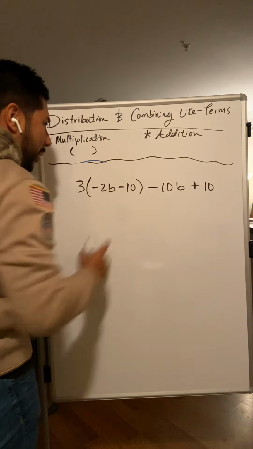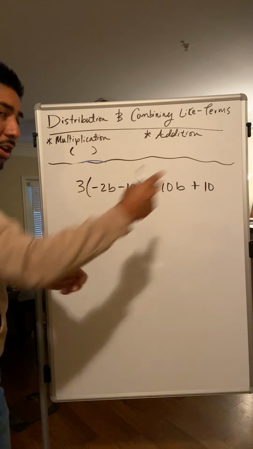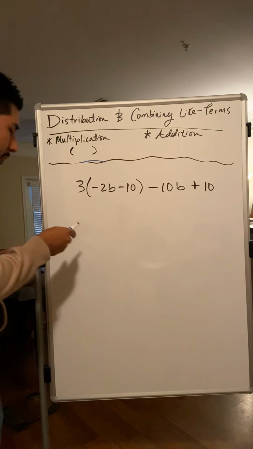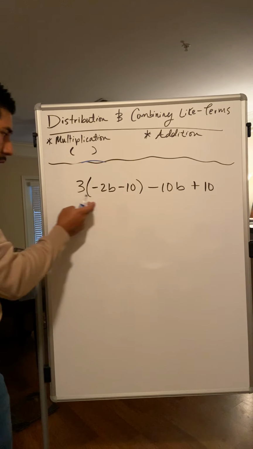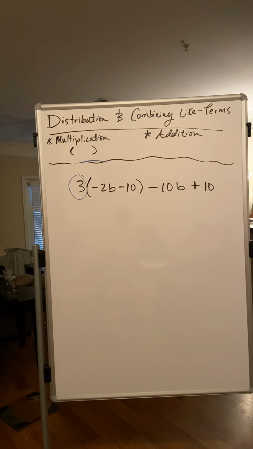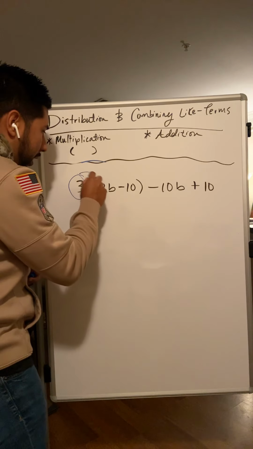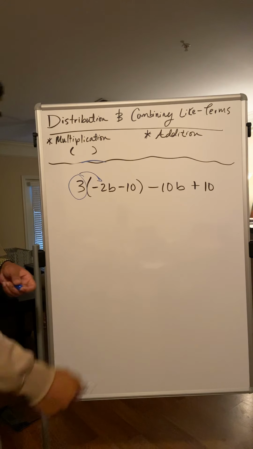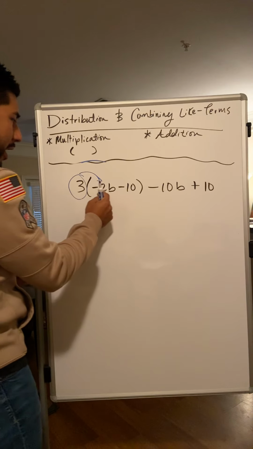Out of this whole problem, who am I using to share? Who am I using to do that multiplication? Hopefully you remember that it's a number in front of this parentheses. I'm going to circle it to make it a little bit easier on myself. Gonna do some little arrows to show that I'm multiplying. Got 3 times a negative 2b.